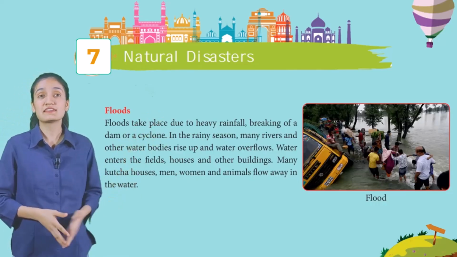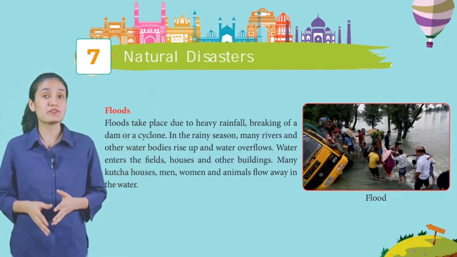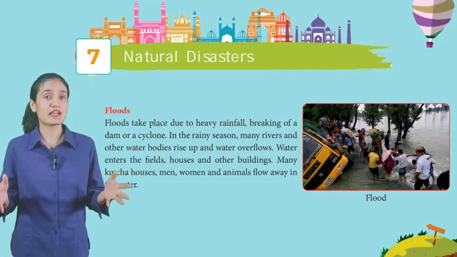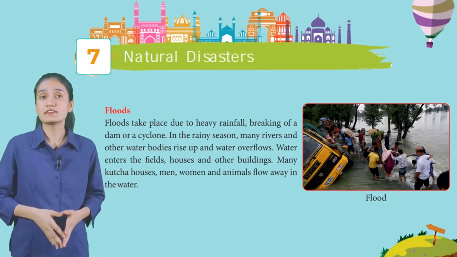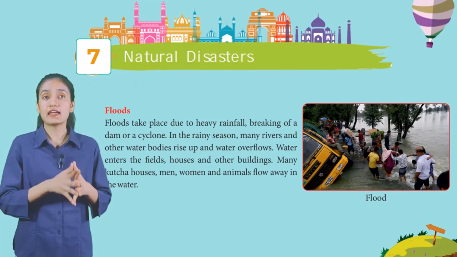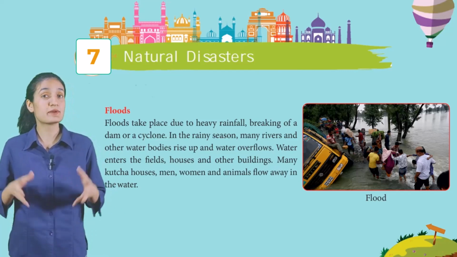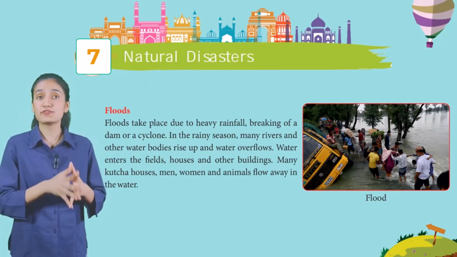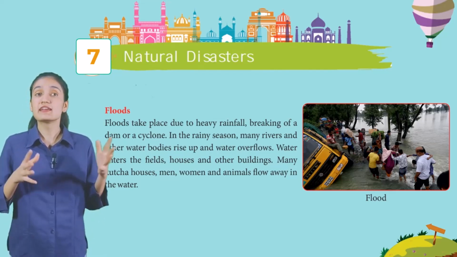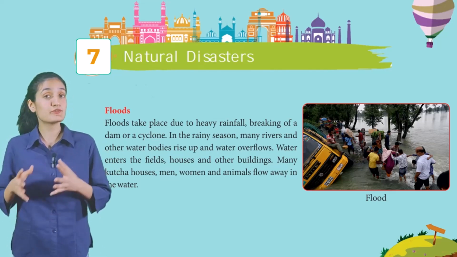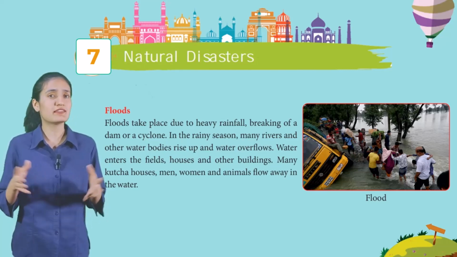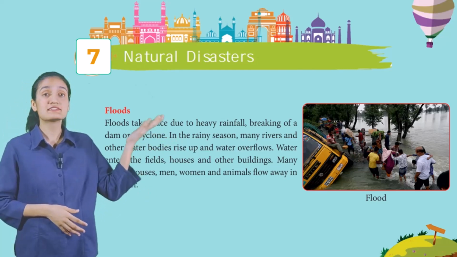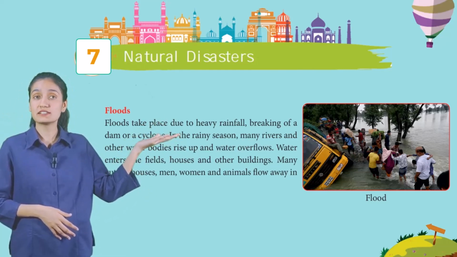Next is floods. Floods take place due to heavy rainfall, breaking of a dam or a cyclone. In the rainy season, many rivers and other water bodies rise up and water overflows. Water enters the fields, houses and other buildings. Many kacha houses, men, women and animals flow away in the water. Next, here you can see the picture of a flood.